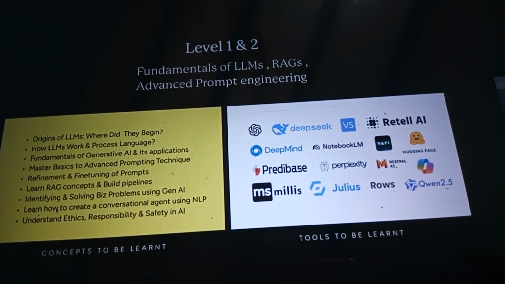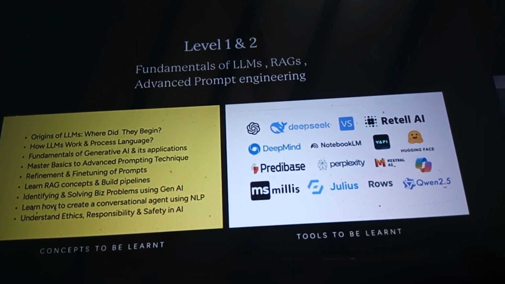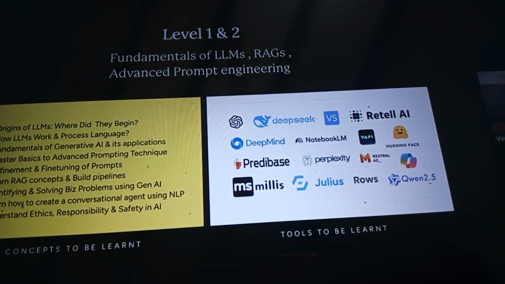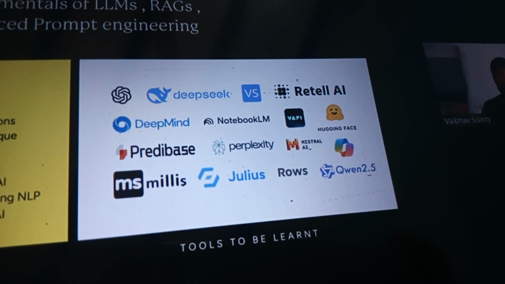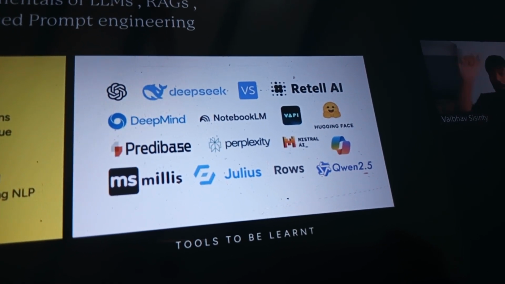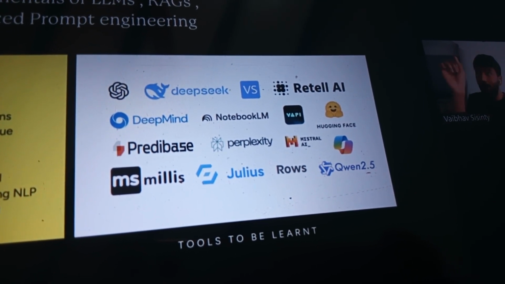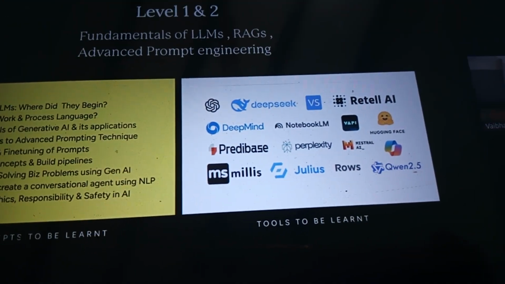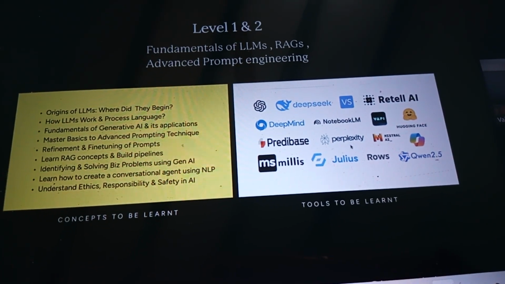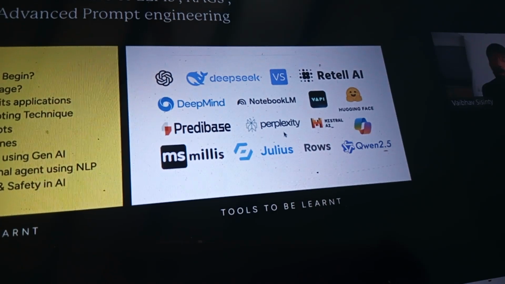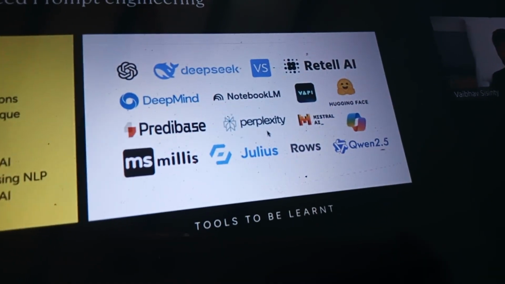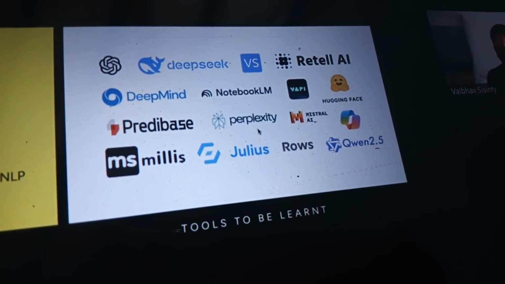And of course, in level 1 and level 2, it is very important for you to have a very deep understanding of responsibilities, ethics, and safety in AI, right? These are the concepts that you need to learn. And of course, it is not just learning in a bookish way. It's all about executing. And there are a bunch of AI tools like NotebookLM, DeepSeek, Vapi, Hugging Face, Mistral, Roo, Julius, Qwen, Copilot, and all those tools that you need to learn to master the game.